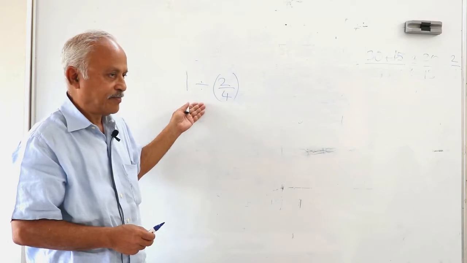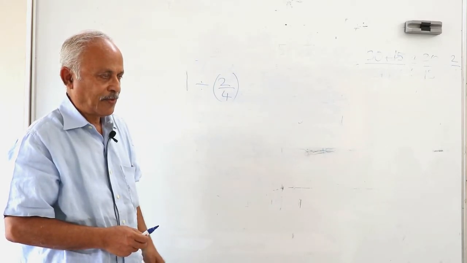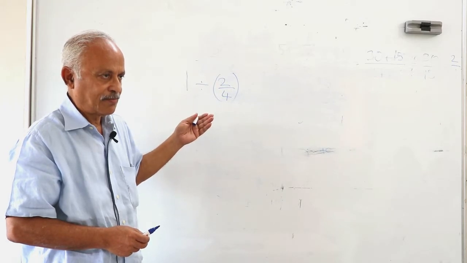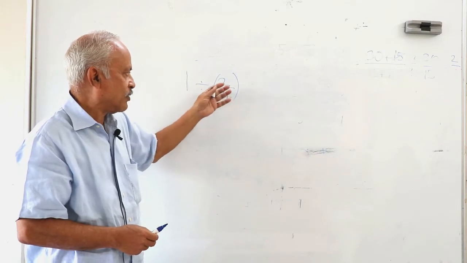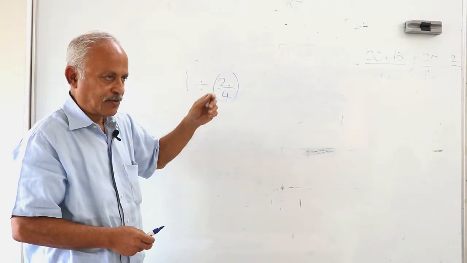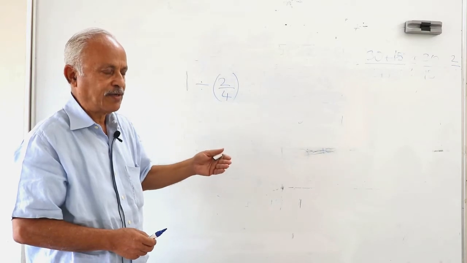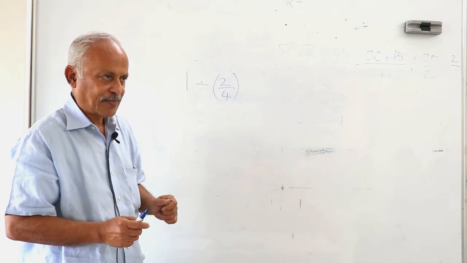Look at this. Remember we did division. So this is 1 divided by, what is this, 2 by 4? 1 by 2, half. So how many times does half go into 1? 2 times. So the answer is correct.